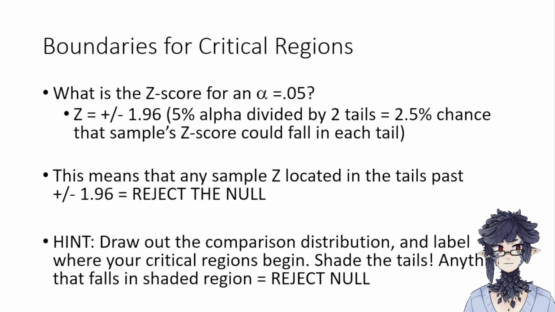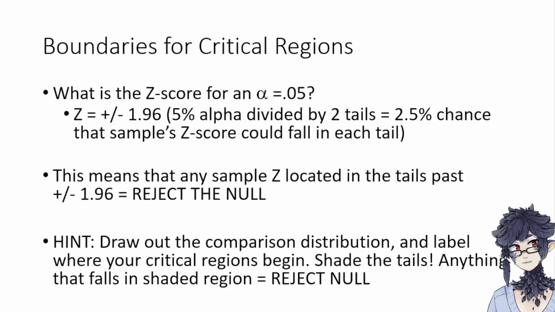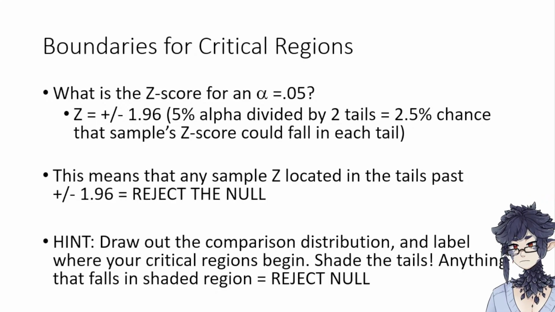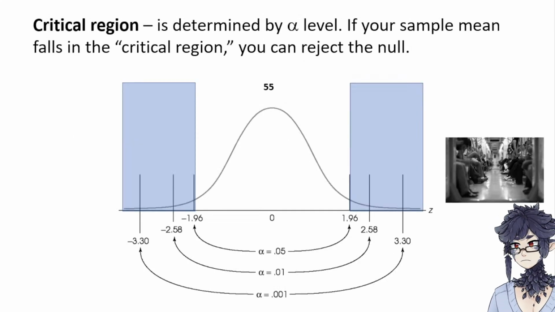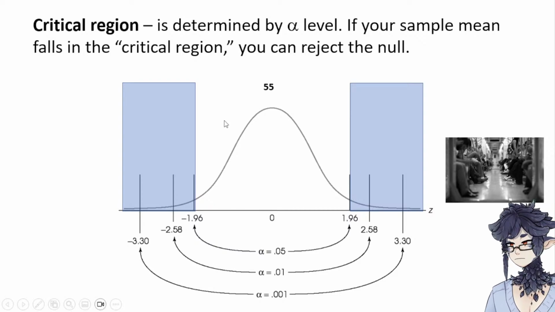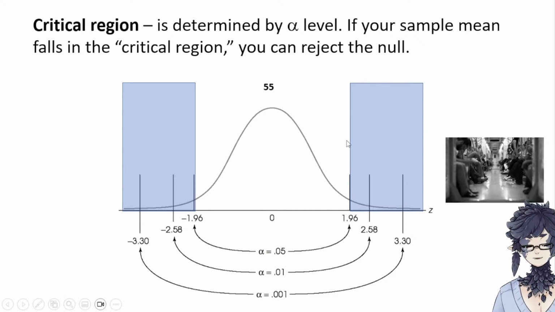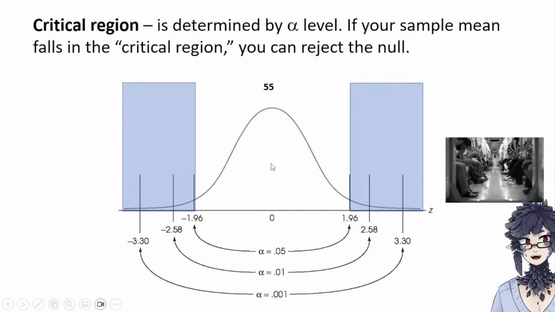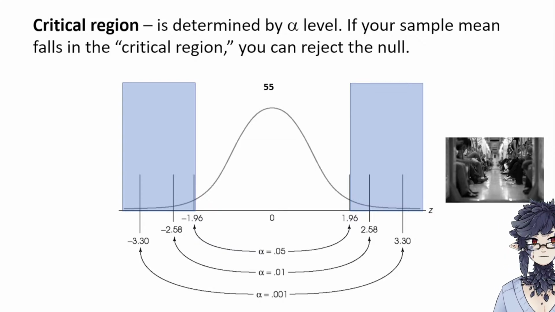When I'm trying to figure this out, let's say you're taking a stats class and doing assignments, I really like drawing out the distribution and shading in the tails when I'm trying to figure out whether to reject the null or fail to reject the null, like something like this. And then I figure out where my sample mean falls. If it falls in the shaded region, you reject the null. If it falls in the center of the distribution outside of the shaded region, you fail to reject the null.